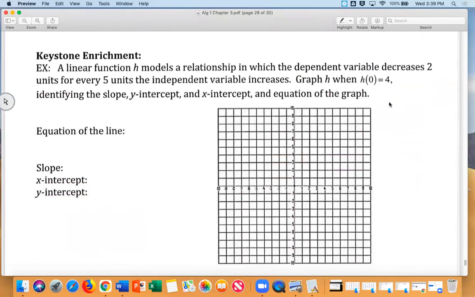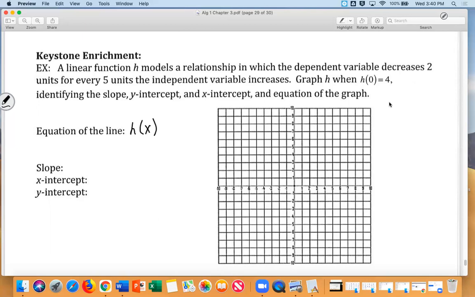All right, a linear function h models a relationship in which the dependent variable decreases 2 units for every 5 units the independent variable increases. Oh boy. Graph h when h of 0 equals 4. Identify the slope, y-intercept, x-intercept, and graph the equation of the line. So the equation of the line, it says a linear function h. All right, so let's write h of x. We could call it y equals, if you would like, but I want to show you where that h of x stuff comes into play.